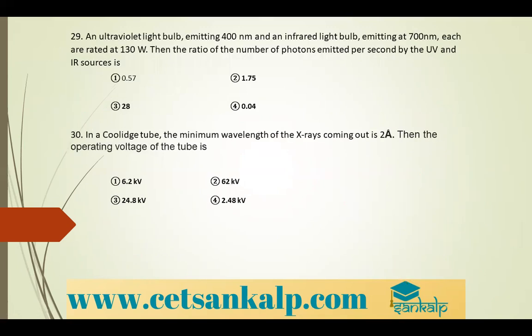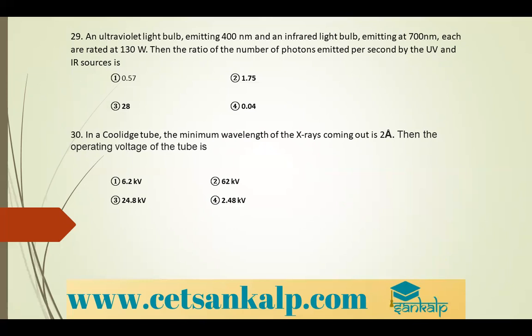Okay, so next problem. An ultraviolet light bulb emitting 400 nanometer and an infrared light bulb emitting at 700 nanometer each are rated at 130 watt. Then the ratio of number of photons emitted per second by the UV and IR sources.